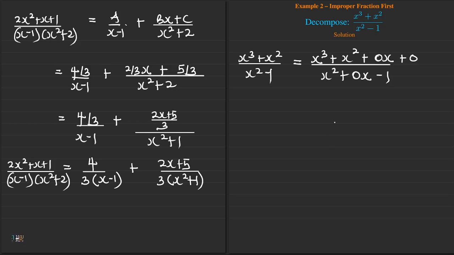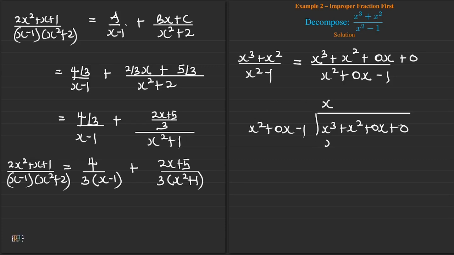So with this, we can now perform our division. That is x cubed plus x squared plus 0x plus 0, we are dividing it by x squared plus 0x minus 1. And we know we perform the division one after the other. So we start with x cubed. x cubed divided by x squared gives us an x. So x squared times x gives us an x cubed. Then 0x times x also gives us what? 0x squared.